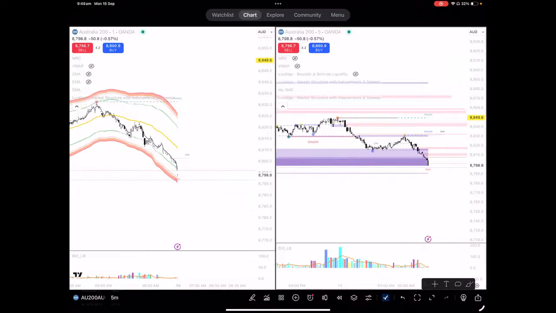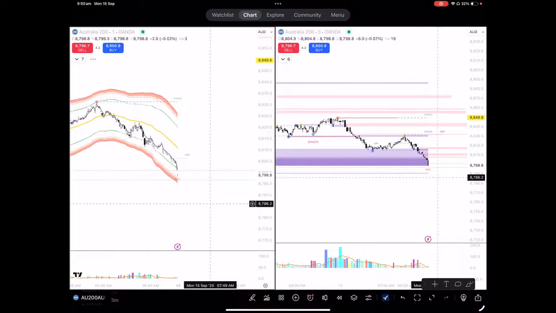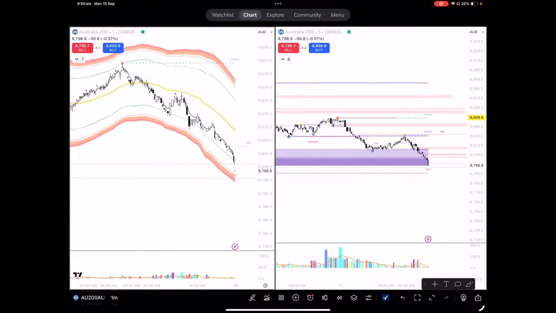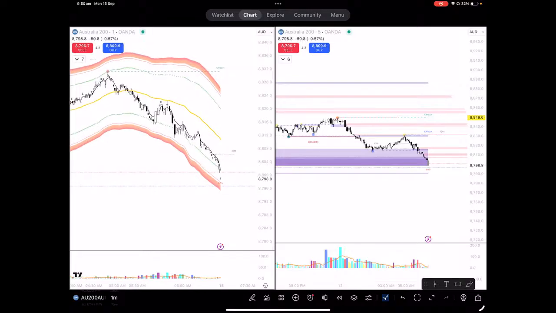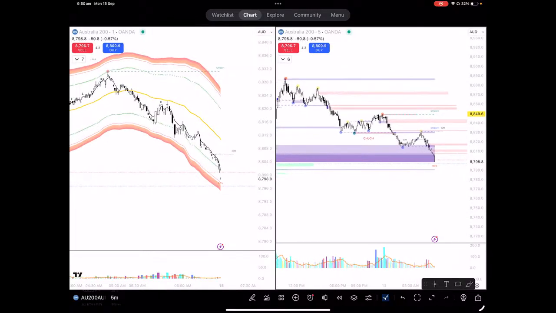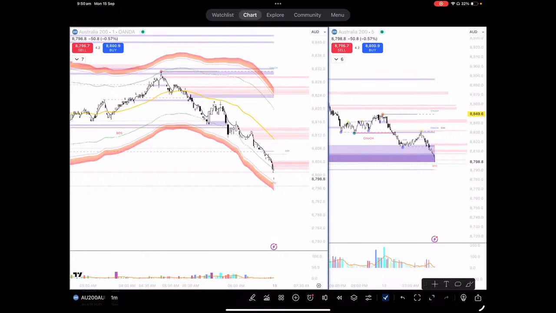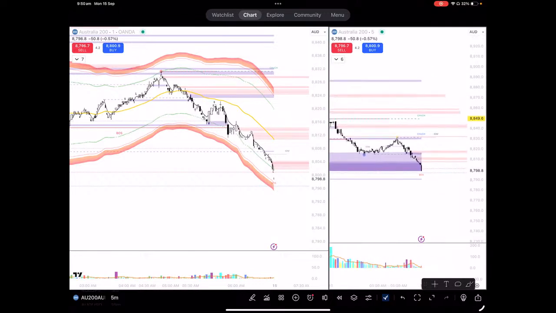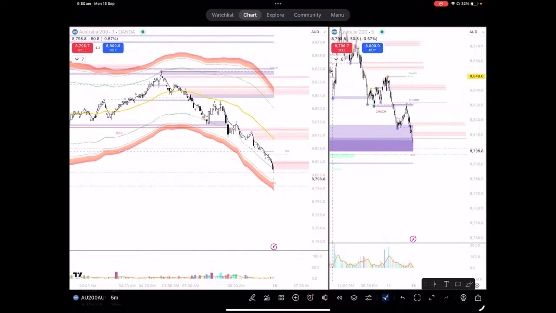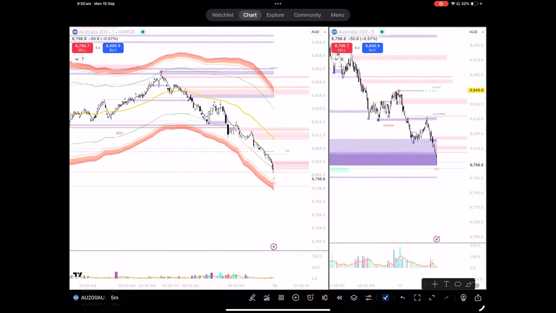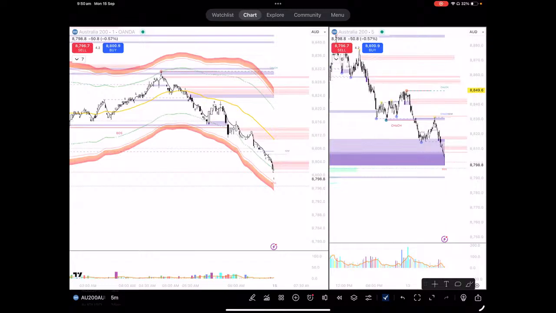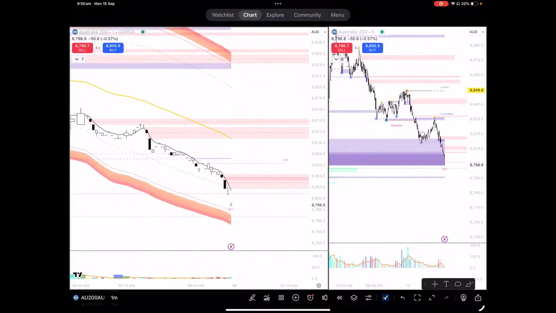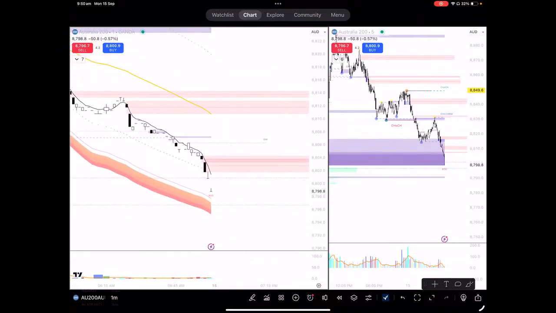I'll just delete this entire layout. This is 5 minutes. I am going to observe how it happens over here. So I have increased it. It's 9:50 a.m. and I have to see where the market starts. Let's wait.